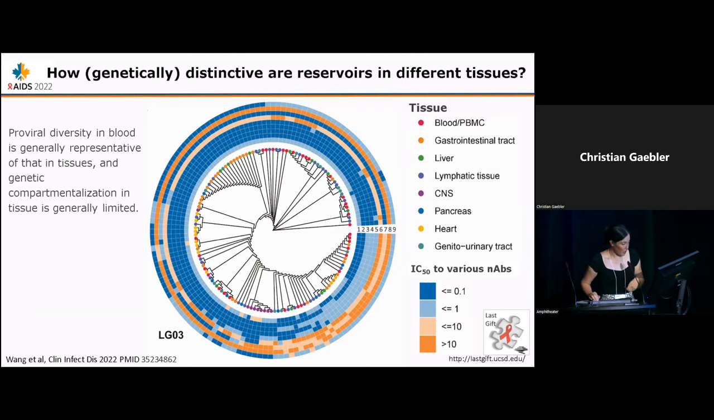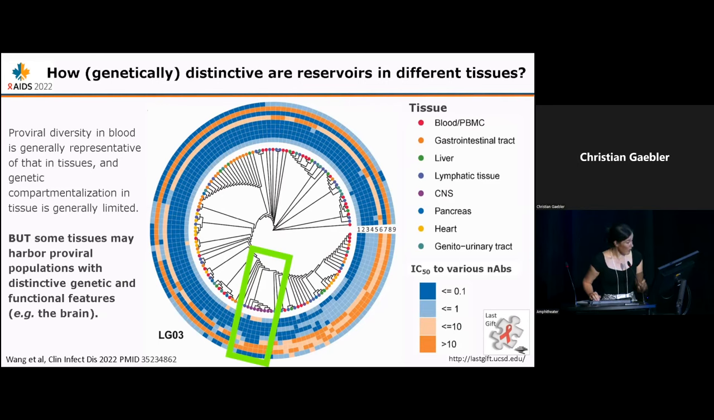This is a phylogeny from one individual, and you can see that the sequences sampled from many parts of the body generally intermix in the phylogeny, but there are some exceptions. Some tissues can harbor proviral populations with distinctive genetic features, and one such place could be the central nervous system in the brain, as you see here from this clade of sequences uniquely found in the CNS in this study.